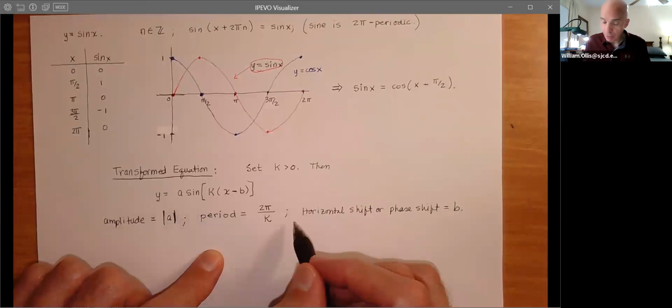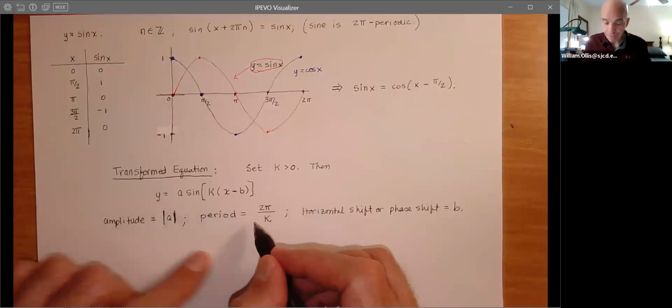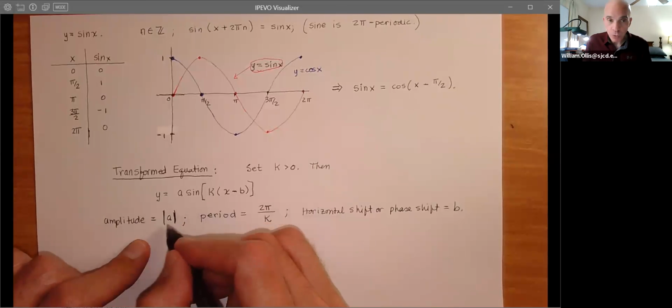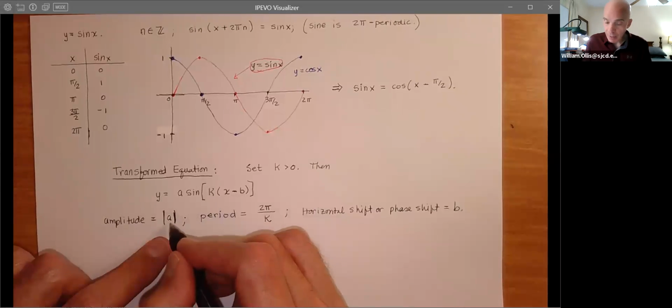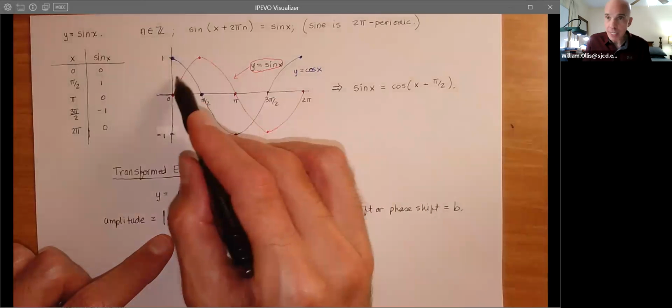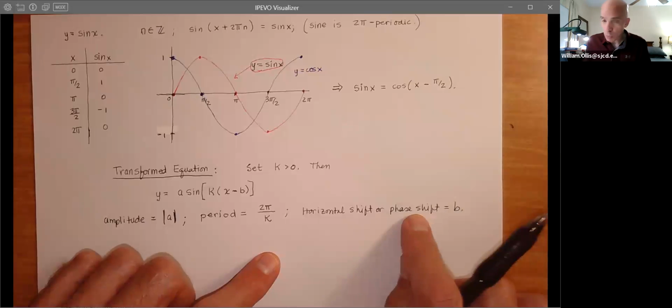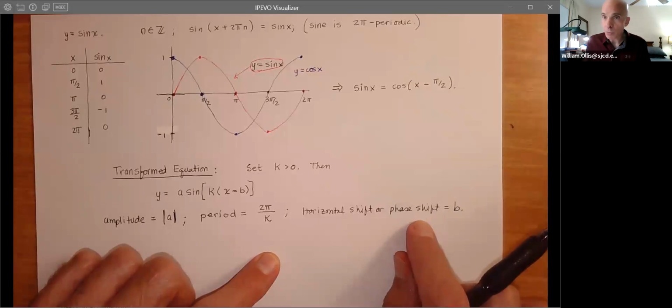So when we think about this, this will be the horizontal compression or stretch. This will be a vertical stretch or compression depending on the size of A. And then of course, the other thing is if we have a negative, that would be an x-axis reflection. And then of course, this will be horizontal shifting, just like we had before.